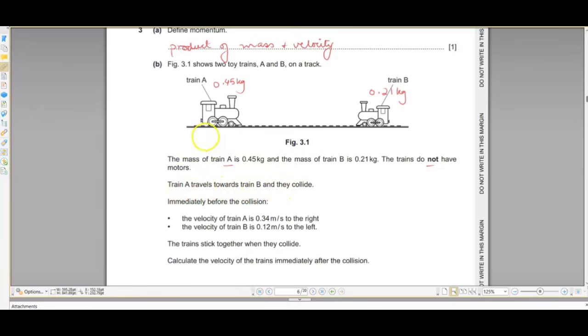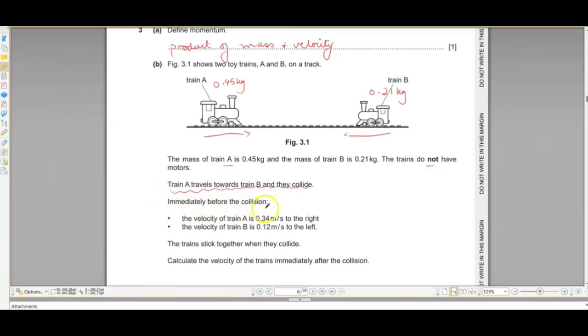Both of them are in motion. One is going in this direction and one is going in this direction. Sometimes with the questions related to momentum, one of the objects is stationary and one is moving. In this case, both of them are moving. Let's see what implication this thing has.